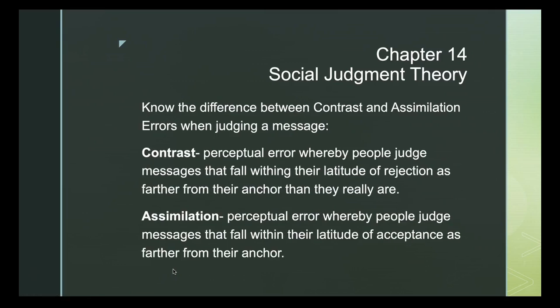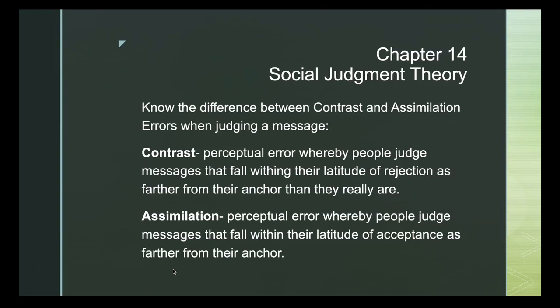Also, with social judgment theory, know the difference between contrast and assimilation, these errors that occur when we're judging a message. It's important to know there'll be 3 or 4 questions on the test that mention these, and you have to pick out what type of error that is. So contrast is this perceptual error whereby people judge messages that fall within their latitude of rejection as farther from their anchor point than they really are. So if you view something that you reject as even further from what you kind of reject it as.